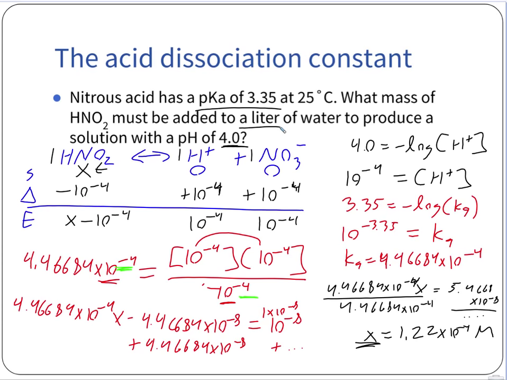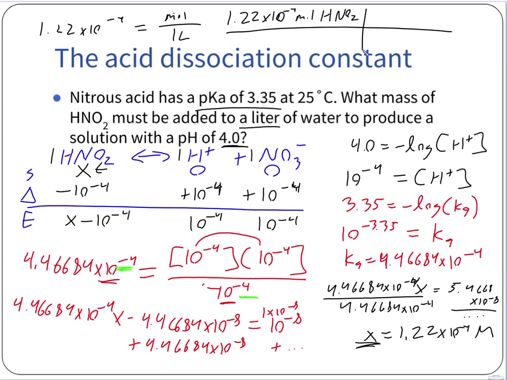And so our concentration here, which is 1.22 times 10 to the negative 4th, is equal to the number of moles over 1 liter. So it's just going to be that number of moles. So I have 1.22 times 10 to the negative 4th moles of HNO2. We now need to convert to find the mass, find the grams.